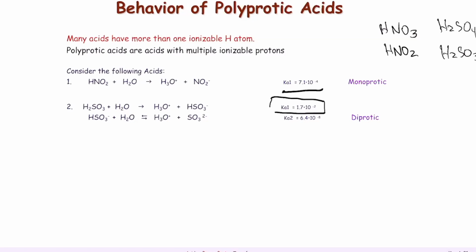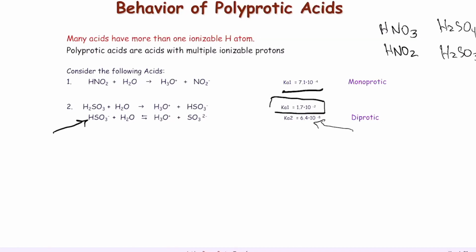The conjugate of that is HSO3 minus. The H2SO3 will deliver only one hydrogen. It will not deliver two hydrogens. It will deliver one hydrogen and you get HSO3 minus. Then when HSO3 minus builds up and it needs to deliver a second hydrogen, it does so using this reaction. And that happens to the tune of 6.4 times 10 to the minus 8.